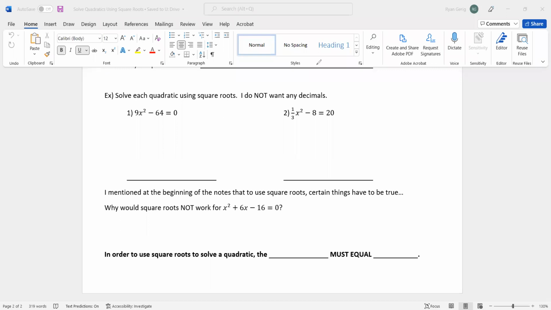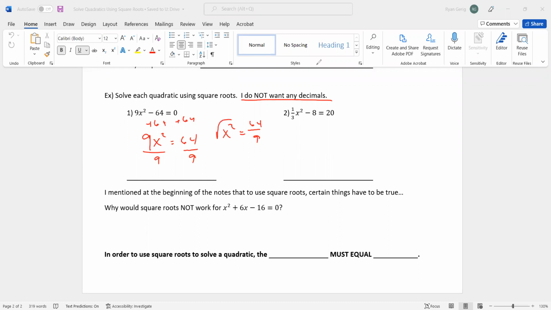Solve each quadratic using square roots. I don't want to see decimals. Okay, no decimals. So what I'm going to do is just add 64. I get 9x squared equals 64. Divide by 9. And right away, you're going to say, oh, 64 does not divide by 9. You're right. Don't change it to a decimal. Leave it as a fraction, 64 over 9.